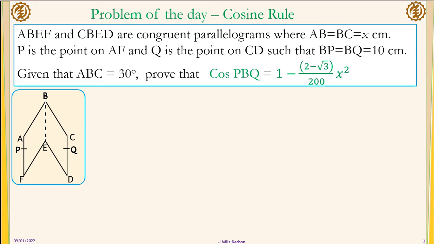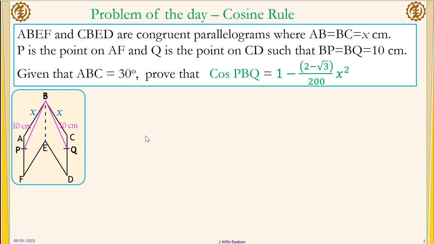So the first thing is to put the information that is missing on the diagram. First, we know x for AB and BC. We know 10 cm for PB and BQ. Now over here you see it's a bit messy, so whatever you want to do from here, you need to pull out information side by side.